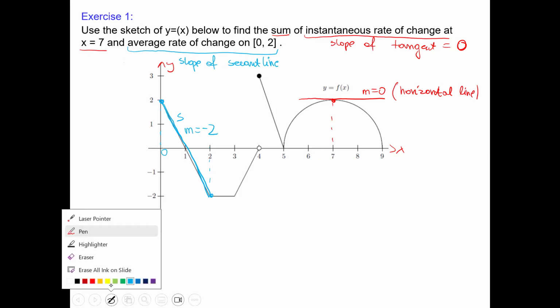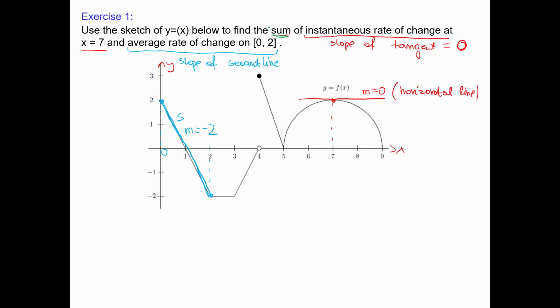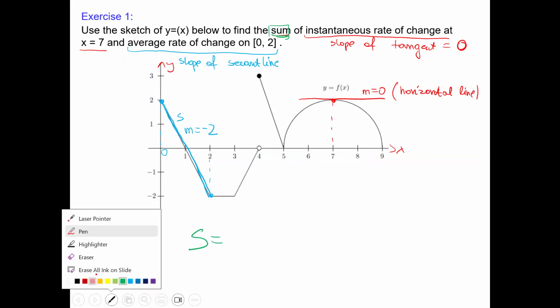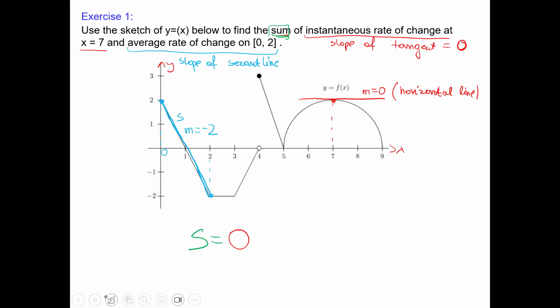Okay, and we just need the sum because this is the question. That means sum will be of these numbers 0, and then, let me be consistent, plus -2. Okay, the final answer is, of course, -2. But the most important was the red value and the blue value. Instantaneous rate of change, again, slope of the tangent, average rate of change, slope of the secant.